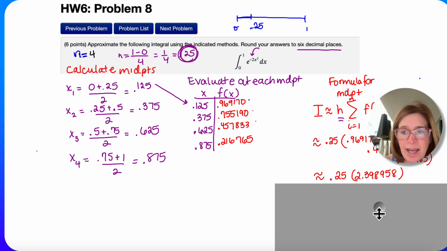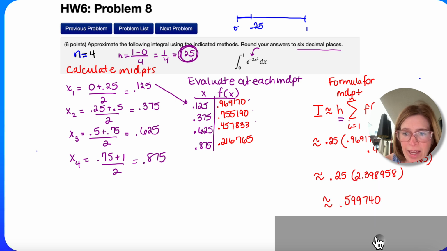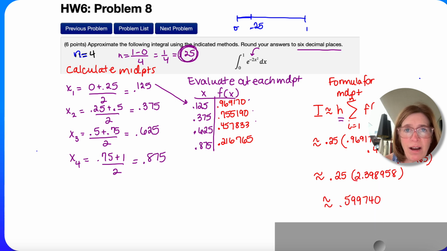So in this case, I did 0.25. And then I took the sum of 0.969170 plus 0.755190 plus 0.457833 plus 0.216765. That gave me 0.25 times 2.398958. And so I get a final answer of 0.599740. And that was, again, homework 6, problem 8, part B.